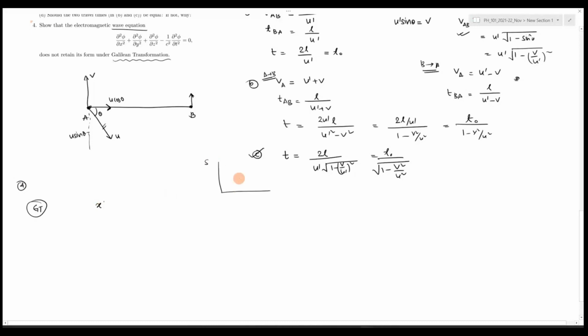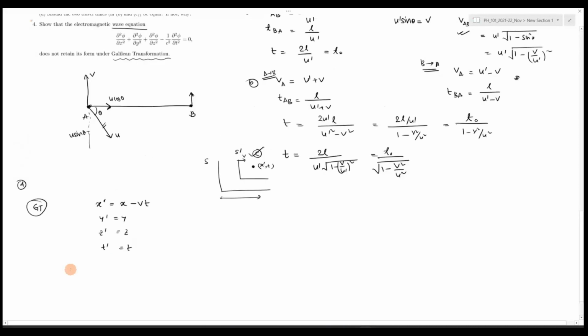So this is S prime moving. Suppose the coordinate of S prime is x prime, comma, t. Suppose S prime is moving at speed v, then this x prime will be equal to x minus vt. Everyone agrees? y prime is equal to y, z prime is equal to z, and t prime is equal to t.